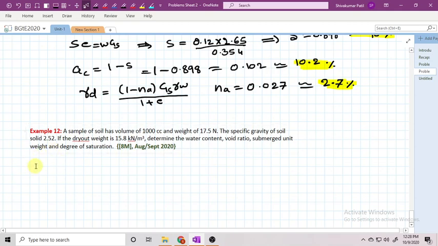Okay, let me solve this problem. So what have they given? A sample of soil has a volume of 1000 cc. The volume of the soil sample, and weight also they given. Total weight they given, 17.5 Newton. And specific gravity of soil also given, Gs equal to 2.52.